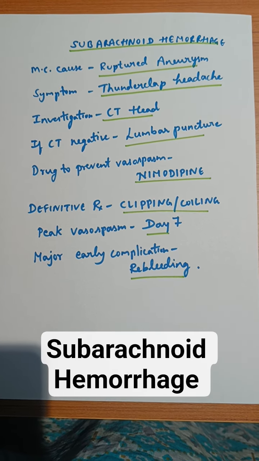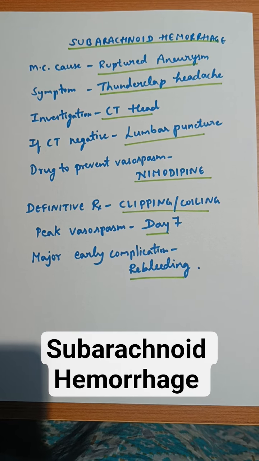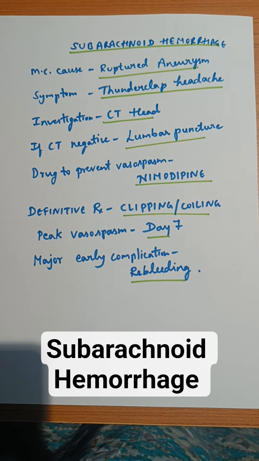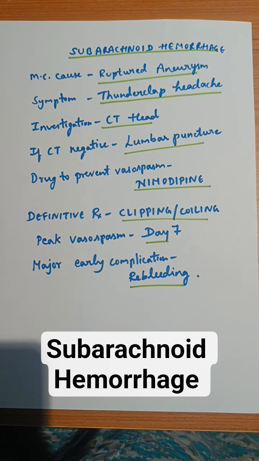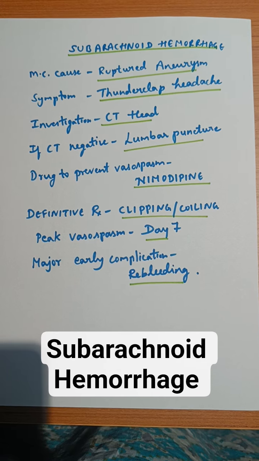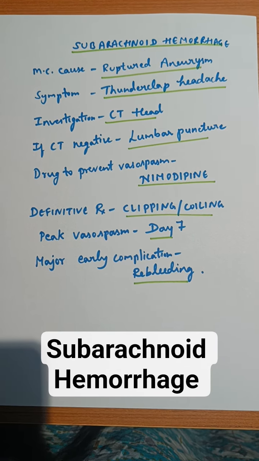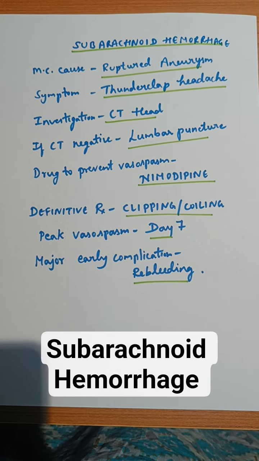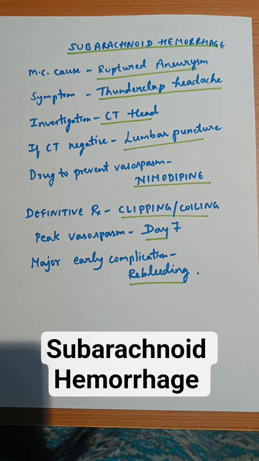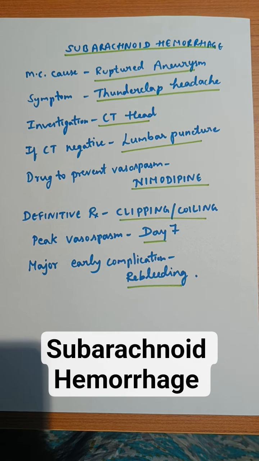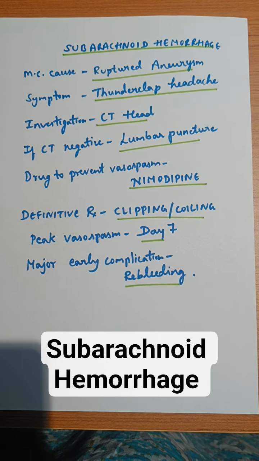And what is the first investigation we do? That is the non-contrast CT scan of the head. If the CT scan turns out to be negative but clinically suspicious of subarachnoid hemorrhage, the next step is lumbar puncture, where we actually look for xanthochromia in the CSF.